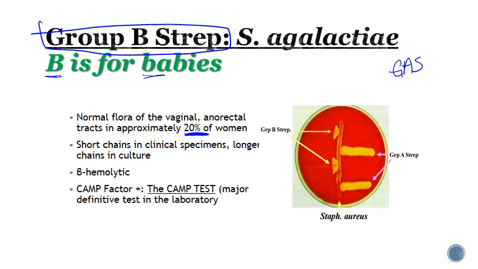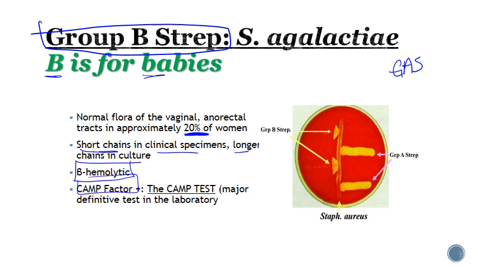And whenever possible, women who are GBS positive should be treated with intravenous penicillin for approximately 4 hours prior to delivery. So what are the main characteristics? Well, like I said, it's normal flora. Just like the other strep, it's going to show up in short chains in clinical specimens and maybe longer chains in cultures.